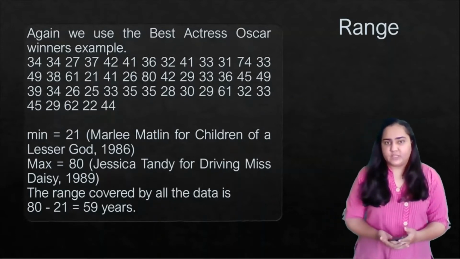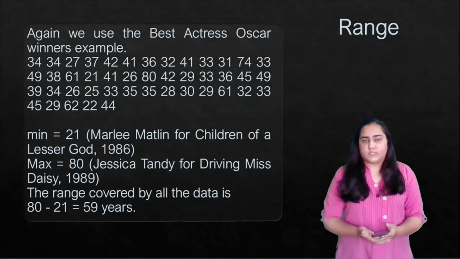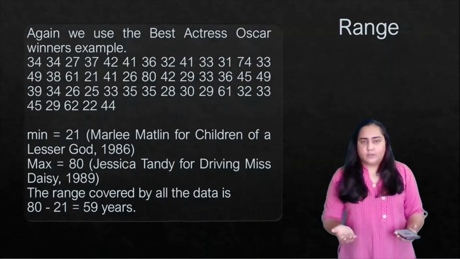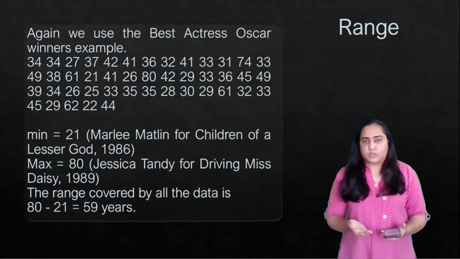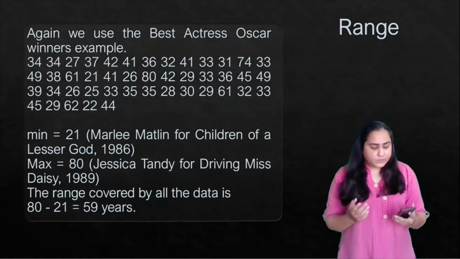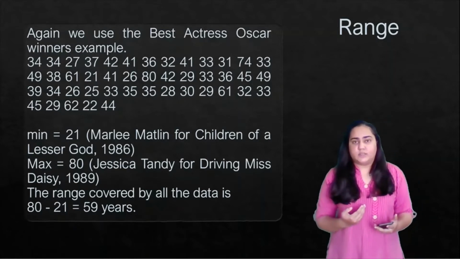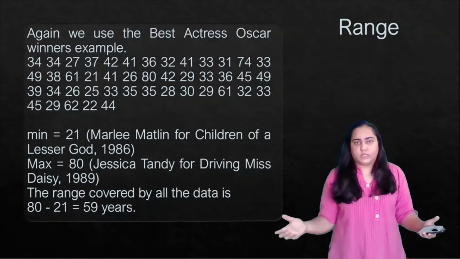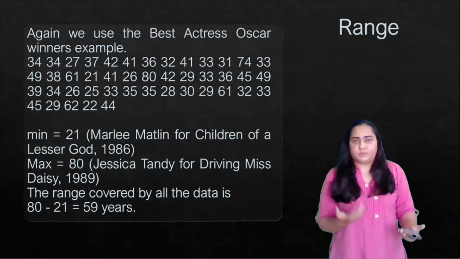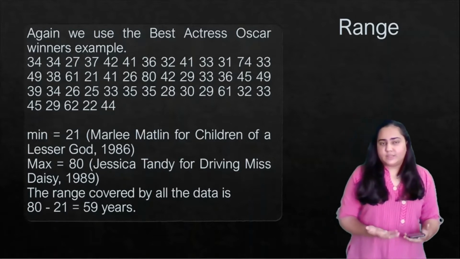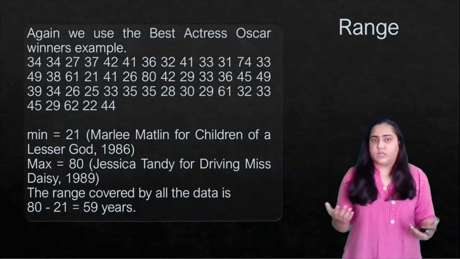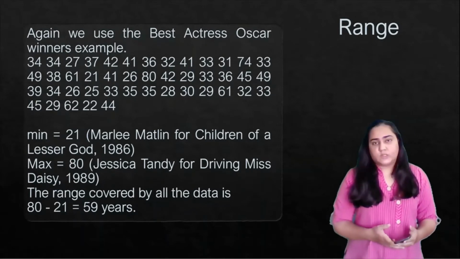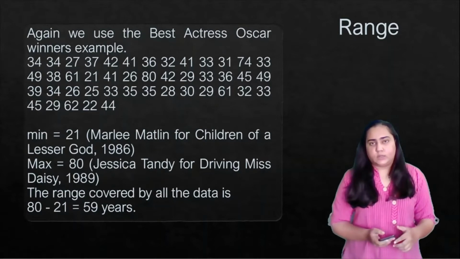And now that we have these two ages, all we need to do is subtract them and find the range. So the range is essentially 80 minus 21, which gives me 59 years. So this tells me how far my data is spread, how big the data is, how many different types of values are available. So I can say that the maximum difference between values is 59 years. Okay, so this is how I can find the range in statistics using this type of data.